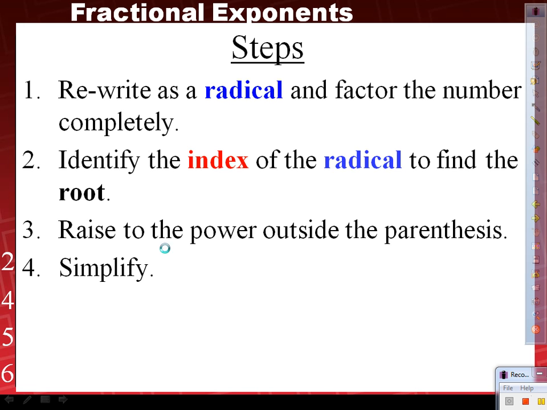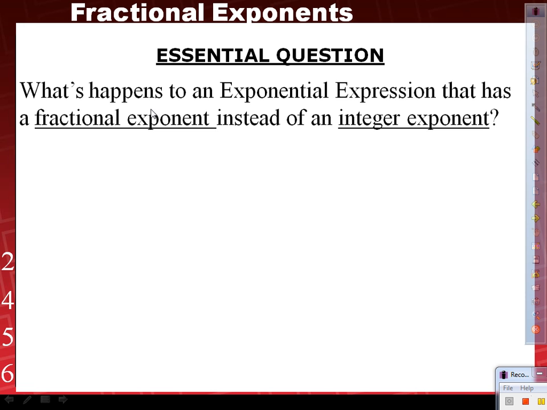Now, we're going to use this question to reflect. It says, what happens to an exponential expression that has a fractional exponent instead of an integer exponent? Okay? So, at this time, write a quick reflection in the summary section. You don't have to write the question down. I'll give you a couple minutes. Go.